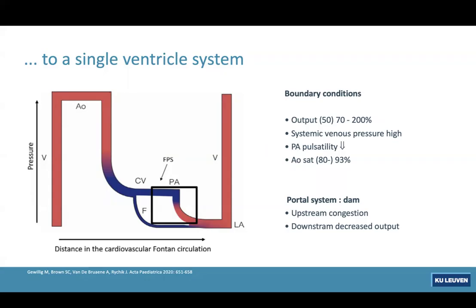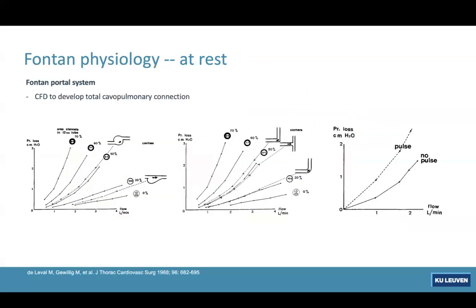And my colleague, Professor Gewillig, who you all know, likes to call the Fontan connection here the Fontan portal system. He thinks about it as a dam that you put in a river, causing upstream congestion and downstream decreased output. I think that metaphor more or less catches Fontan physiology, although it probably isn't exactly precise to cover all of Fontan physiology.